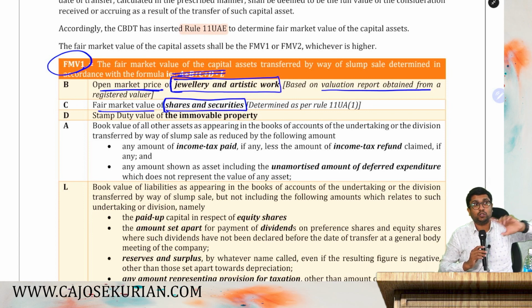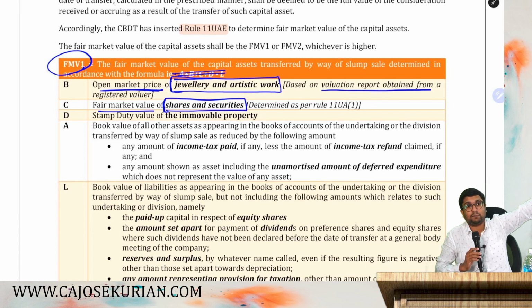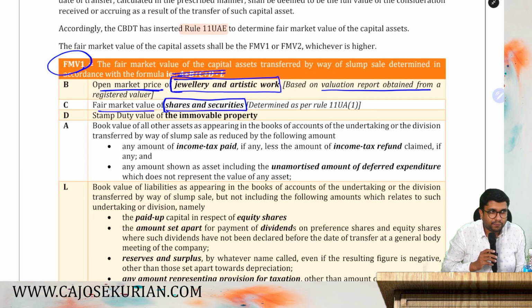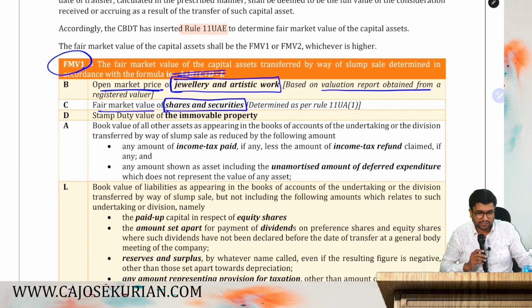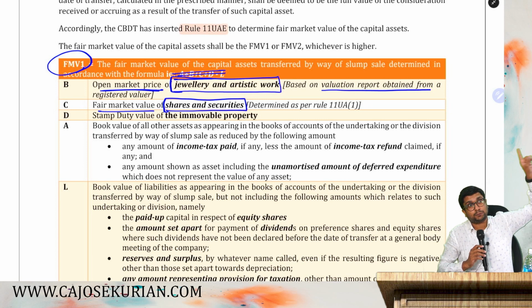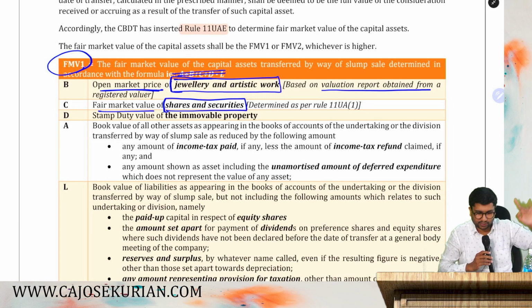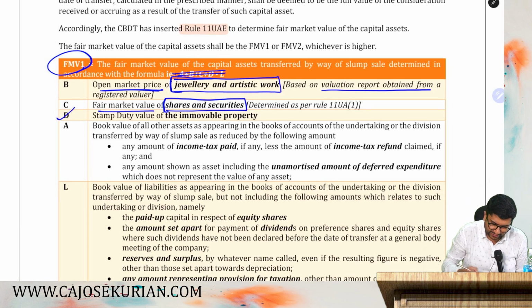For an unlisted equity share, you open the balance sheet of that particular company, value it, then multiply it by the paid up share capital that we are holding, divided by the total paid up share capital of that particular company. Hope you remember that. Are you all with me? So in the case of shares and securities, you find the fair market value as per the valuation rules.